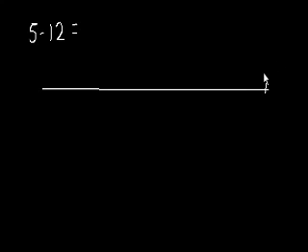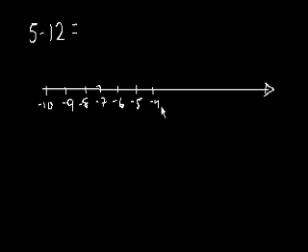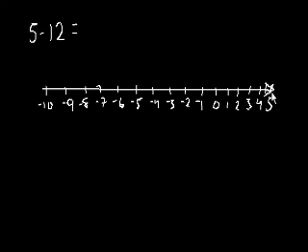5 minus 12. So let me start with minus 10, minus 9, minus 8. I think I'm going to run out of space. Minus 7, minus 6, minus 5. I should have this pre-drawn. Minus 4, minus 3, minus 2, minus 1, 0, 1, 2, 3, 4. And we'll put 5 right here, and we'll push this arrow out a little bit.